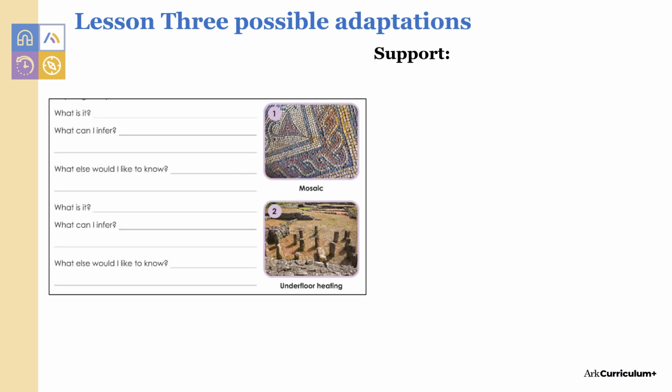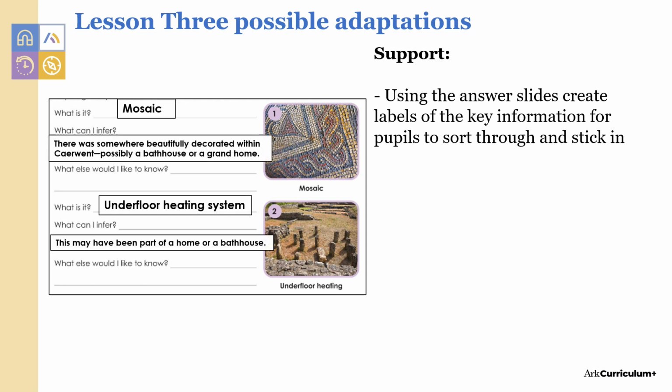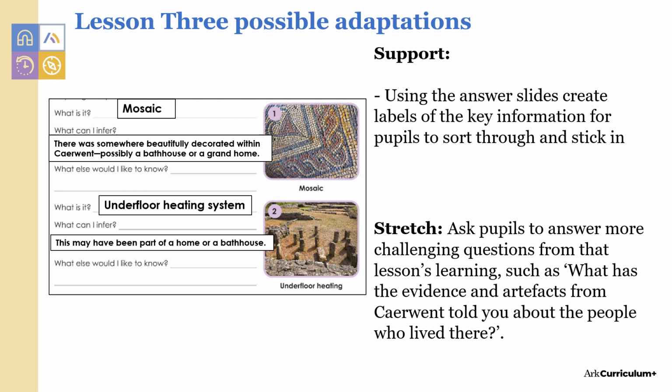Here's an example of the workbook activity in Lesson 3 based on Caerwent. Support pupils by using the answer slides to create labels of the key information for pupils to sort through and stick in. And this could be done for this model, or it could be done for your local history study. Stretch pupils by asking them to answer challenging questions such as, what has the evidence and artefacts from Caerwent told you about the people who lived there? Again, you could swap Caerwent for your local Roman site.